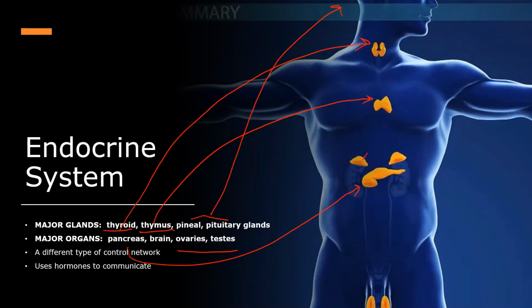So if the nervous system used, say, neurotransmitters to do its communication, the endocrine system uses hormones to do its communication. And functionally, there are so many to even name, but it's a major regulator in growth, reproduction, sexual maturity, metabolism, and a lot of other very vital life functions. Endocrine system.